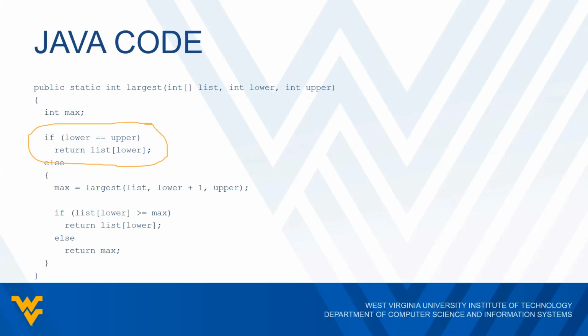Or if we want to use the notation we talked about before, think of lower as being our A, and upper as being our B. So if they're the same, then that means there's 1 element left in the list. So we're just going to return that 1 element in the list.